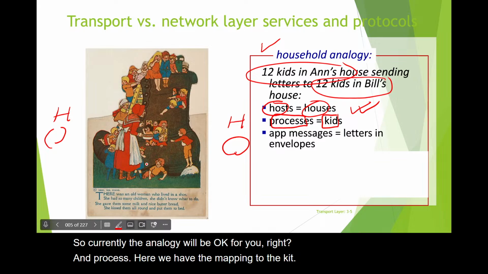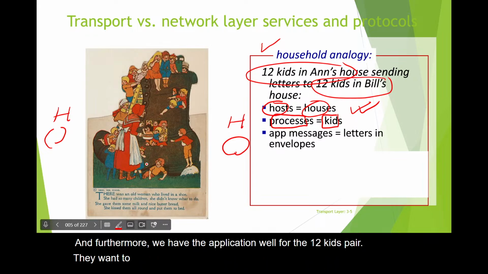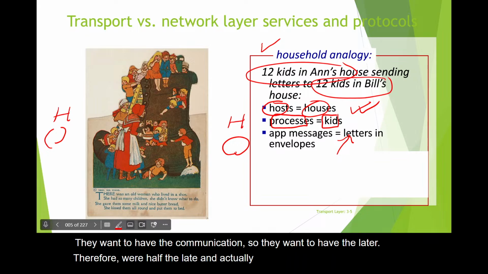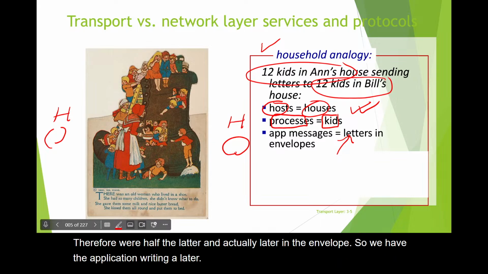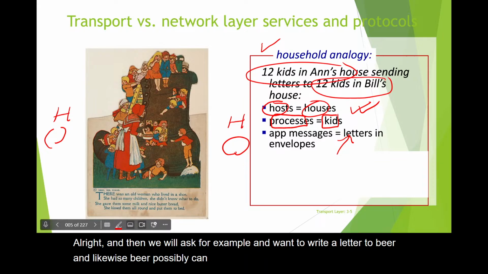And furthermore, we have the application. Well, for the 12 kids pair, they want to have communication. Therefore, we will have a letter, and actually the letter is in an envelope. So we have the application writing a letter. For example, Alice wants to write a letter to Bill. And likewise, Bill possibly can return the mail to Alice.